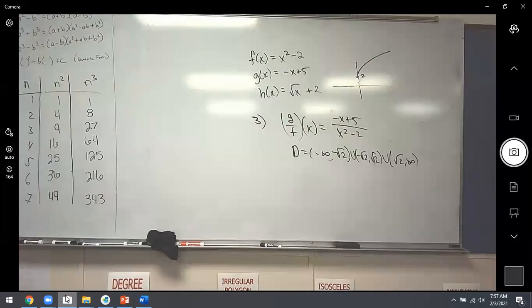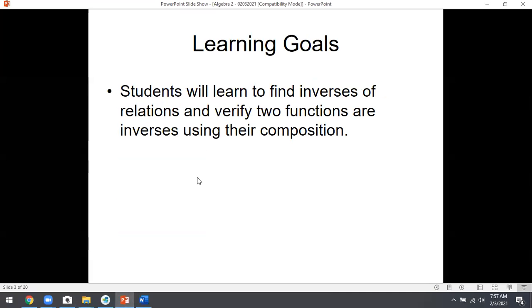And range on this one will be very hard to describe. I'll let you skip that one. Any division problems, I won't ever ask you about range because it's just complicated to figure out. That takes a more advanced analysis that we're not quite ready for yet, but we'll get to that in time. All right, let's get the new stuff going.